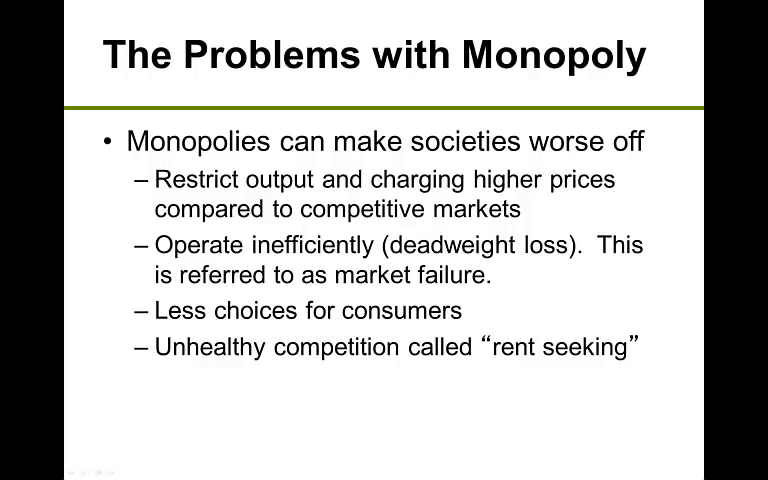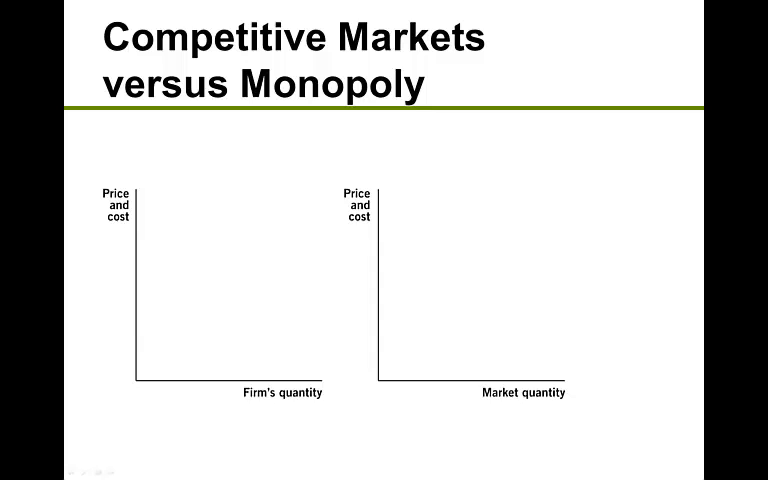Remember, we talked about market failure earlier when we discussed externalities, public goods, and common resources. Monopolies can also generate fewer choices for consumers. So generally, we like choice. We like to be able to choose different kinds of products. That doesn't happen with a monopoly. And monopolies can lead to unhealthy competition, which is called rent seeking.